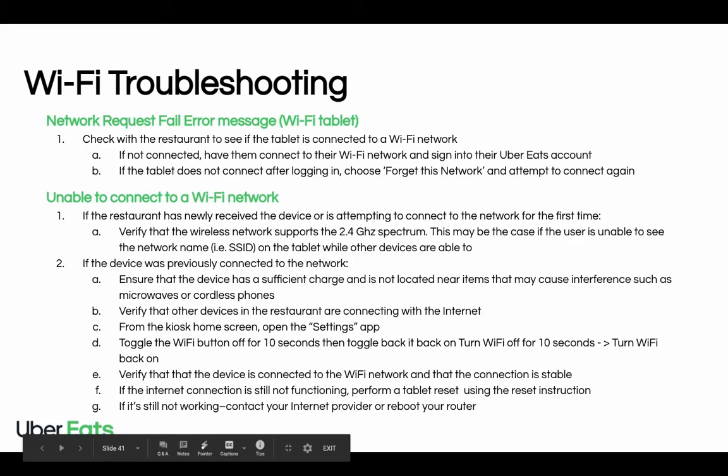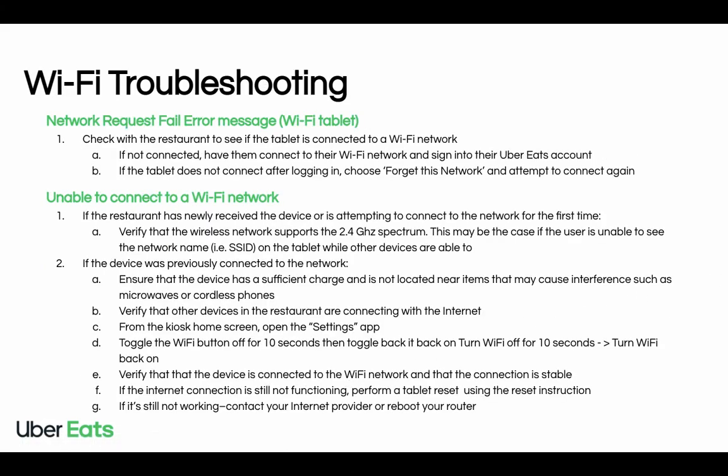Now, if you're having issues connecting to your Wi-Fi network, first check if your device is connected to Wi-Fi. Then, reattempt to log into the Uber Eats app. If you can't connect after logging in, head back to the kiosk home screen and click on Settings. Under your Wi-Fi settings, choose Forget this network on the current network that's selected. After, reselect your Wi-Fi network and then attempt to log into the Uber Eats app again.